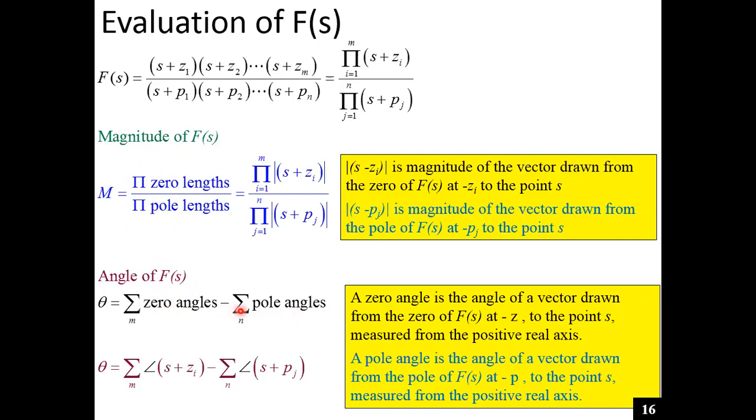The difference of these, the sum of zero angles minus the sum of pole angles, will give us the angle of F(s). A zero angle is the angle of the vector drawn from the zero of F(s) at minus z to the point s, measured from the positive real axis, and a pole angle is the angle of the vector drawn from the pole of F(s) at minus p to the point s, measured from the positive real axis.